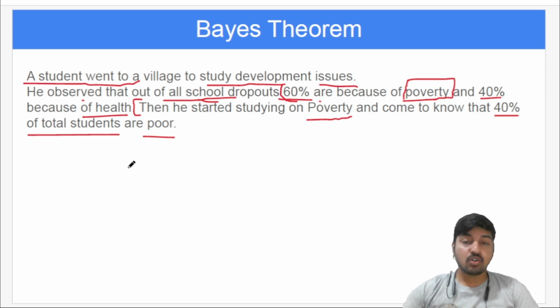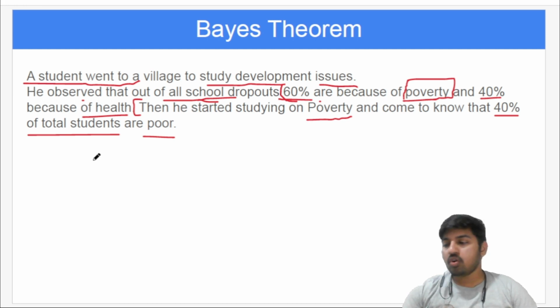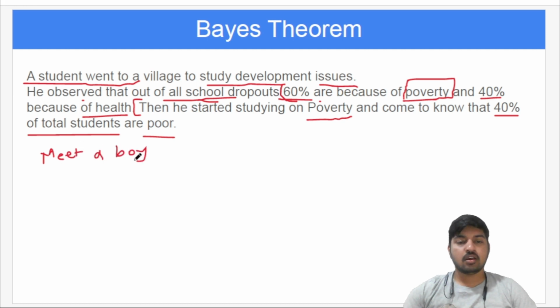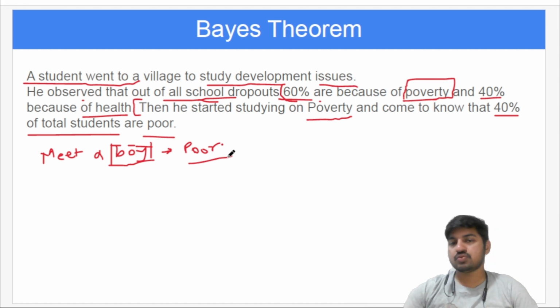So now I can pose a question based on the Bayes theorem: if you go and meet a boy, I'm not saying a student or dropout, he is a boy, maybe a small boy, and you come to know that he is poor because of some proxy indicators like his clothes, house, and other proxy indicators. You come to know that this boy is poor. I can ask now, what is the probability that he is a school dropout?